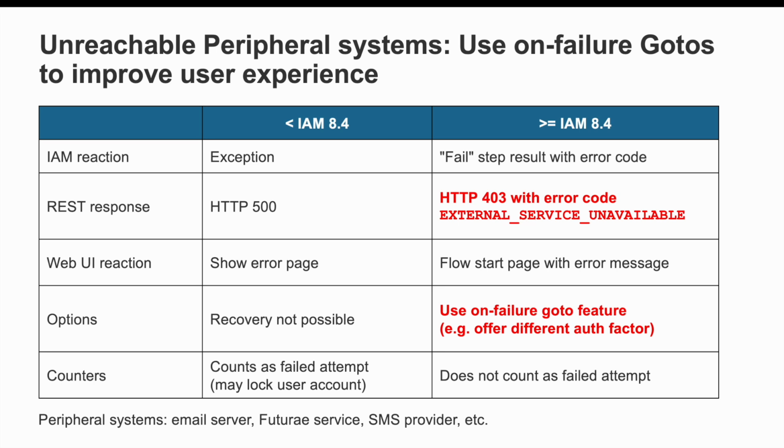So if you do nothing, if you do not configure any on-failure go-tos, then now the flow start page will be shown with an error message and not a static error page. But if you want to use the on-failure go-to feature, you could also do something meaningful. In some cases, for example, if the email server cannot be contacted in an email OTP case, you could offer a different way to authenticate the user. And last but not least, if this happens, it no longer counts as a failed attempt. So users don't get locked out in such cases.